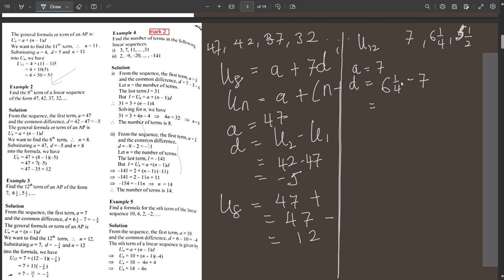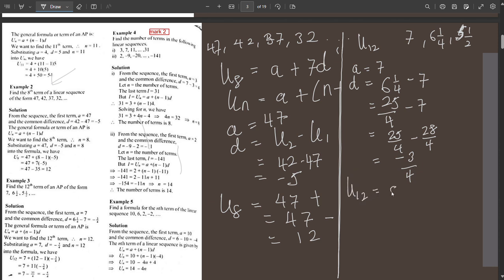Maybe you might want to convert this to an improper fraction before you subtract. It will be 25 over 4 minus 7. In the end, you're going to get 25 over 4 minus 28 over 4, right? Negative 3 over 4. Perfect. That's our common difference. Now let's find our U12.